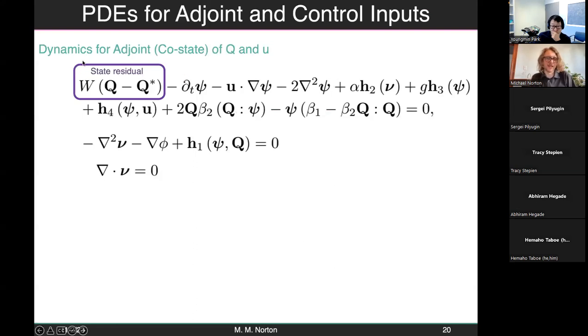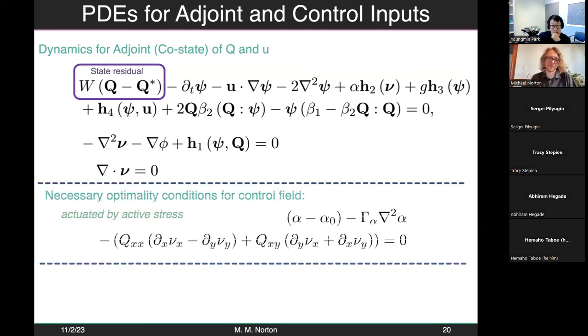And the important thing is that the driving force on these PDEs is the state residual. So this is the error between where I am and where I want to be. That information is sort of getting pumped into these adjoint variables, and these adjoint variables are helping us propagate the errors for the system that we then use to update our active stress field.